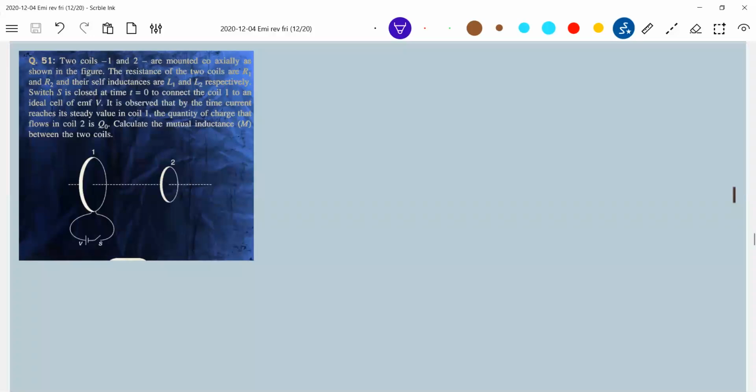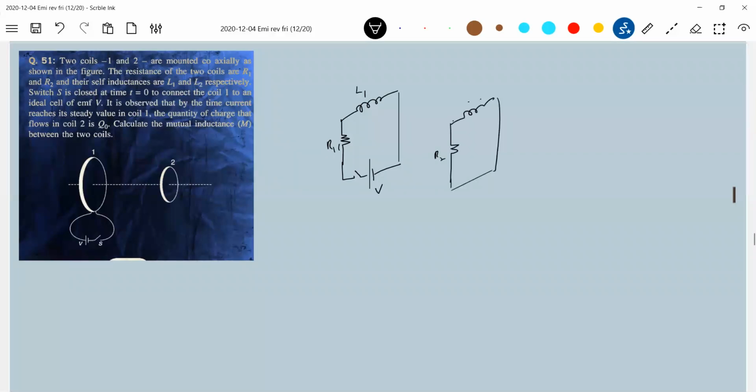So you can just treat this as a resistor. It's a coil. So the equivalent circuit is what we are trying to do. Okay, this is V, this is R1, this is L1. Another circuit. It will help us to think.